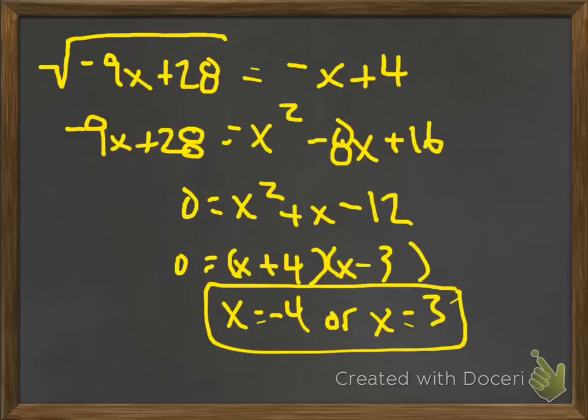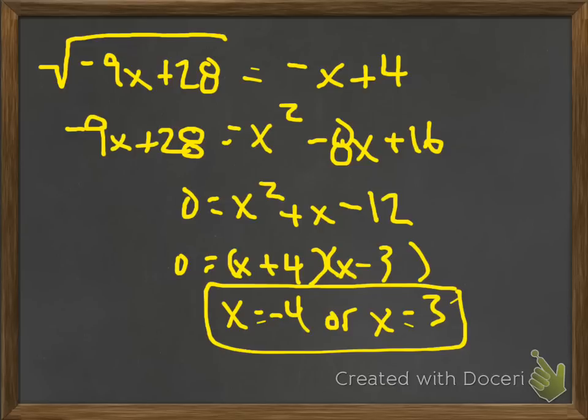Okay, because if I put negative 4 in place of the x, I'll have negative 9 times negative 4 is positive 36. 36 plus 28 is 64. Square root of 64 is 8. And then put negative 4 on the other side. Negative of negative 4 would be 4 plus 4, which is 8. So 8 equals 8. So negative 4 works.